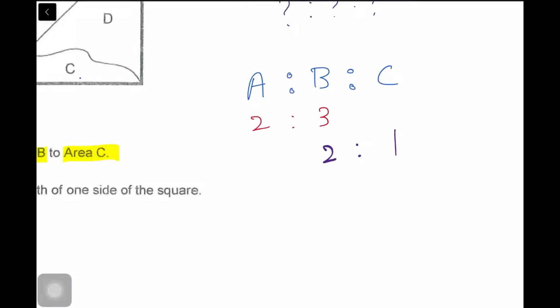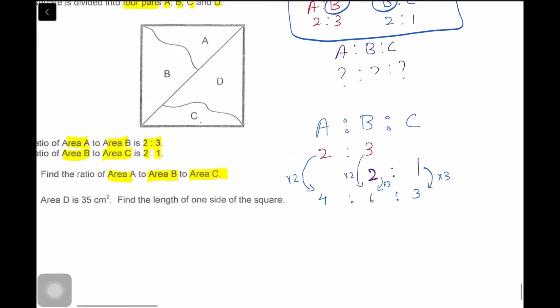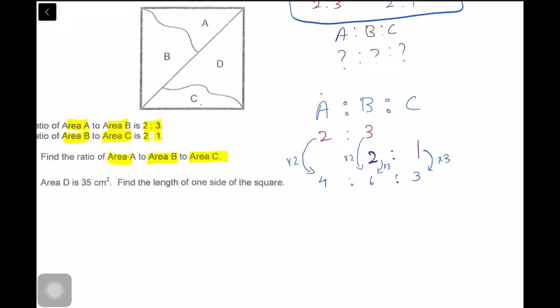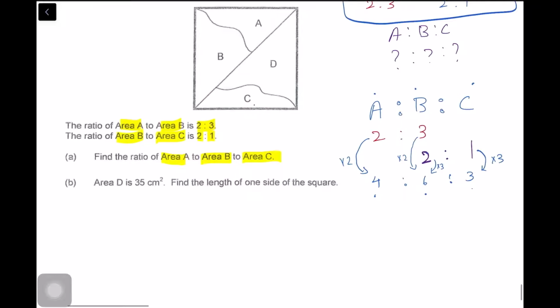So we multiply the value of A by 2 and get 4. This 3 times 2 we get 6, and this 2 by 3. So if we multiply this 2 by 3, we must also multiply this 1 by 3, so we get 3. The final ratio of A to B to C is 4:6:3, and the question is asking for the ratio of A to B to C. So that's our answer.